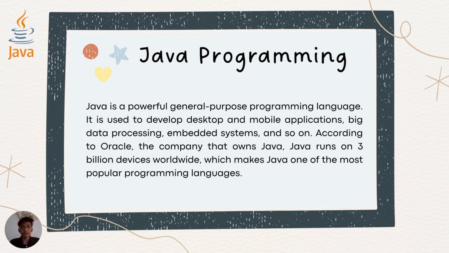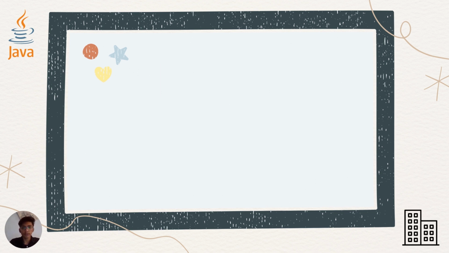Java programming is a general purpose programming language. It is used to develop desktop and mobile apps, big data processing, embedded systems, and so on. As you can see, according to Oracle, Java runs on 3 billion devices worldwide. So Java is a popular programming language. It was created around 1995, and it's mainly used for desktop applications and many more.